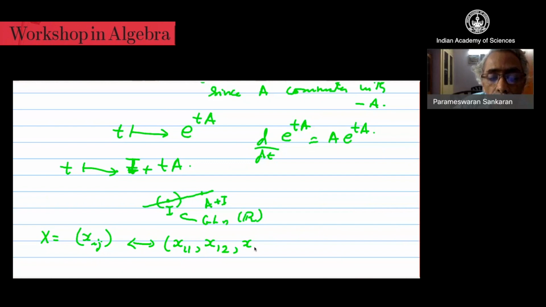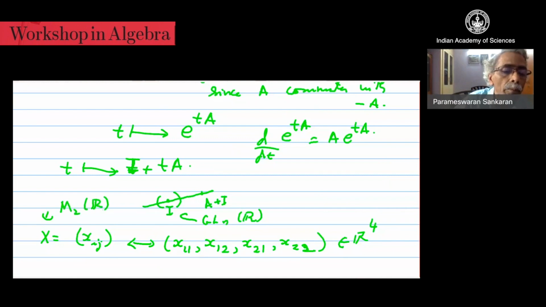If you are doing some calculation in a computer, this is how you will feed the numbers. So this is 2, not 3. So 4x4, this will be in R^4. Give me a vector in R^4, I will make a 2x2 matrix. This will be in GL2 or M2 of R. So this is how we have been regarding Mn of R.